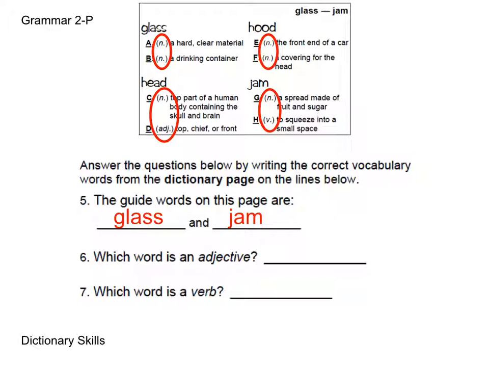We see that head can be a noun or an adjective. All the other ones are either going to be a noun or a verb, and so head will be our answer. So here we can write that down, and then you can continue on to the next one in a similar manner.